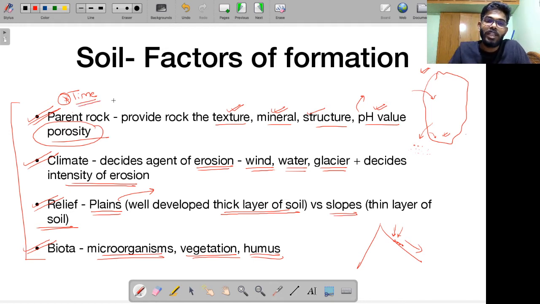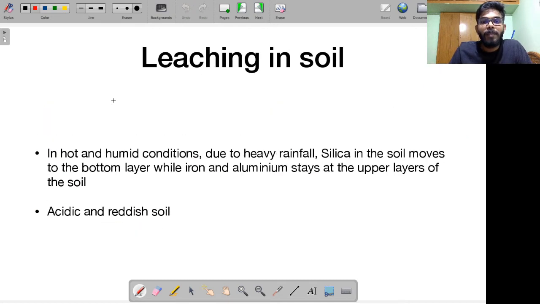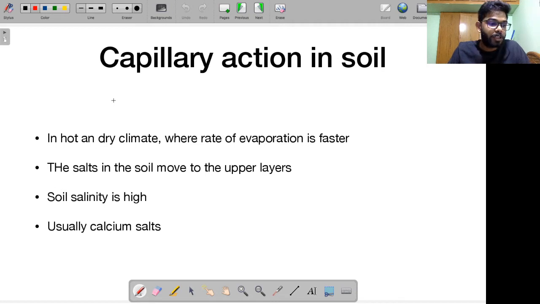Alright, it depends on which textbook you are referring to. Even in NCERT, they don't mention time, but in many places I have seen people mentioning time. So it's okay, you can mention it, not a big deal. Let me tell you about two concepts that I'm going to discuss with you. One is called capillary action. The other concept is called leaching.